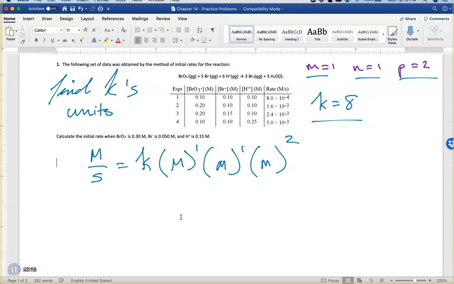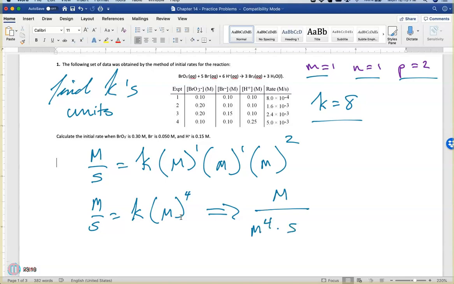So I take a look at this. That's not changing. K I'm still looking for. M times M squared, M to the fourth. Do some of that math out. Divide both sides by M to the fourth. That's M over M to the fourth per second. These are the units for K.